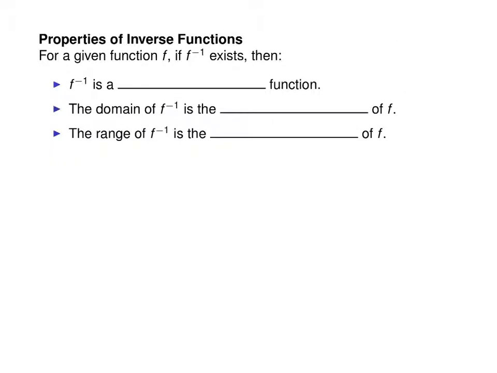Alrighty. So here are some properties, and we'll go on to finally find some inverses. The first thing for a given function f: if f inverse exists, then f inverse is also a one-to-one function. If f is one-to-one, so is its inverse. The domain of f inverse, we're flip-flopping, is the range of f. And the range of f inverse is the domain of f. So basically with inverses, x and y switch places.